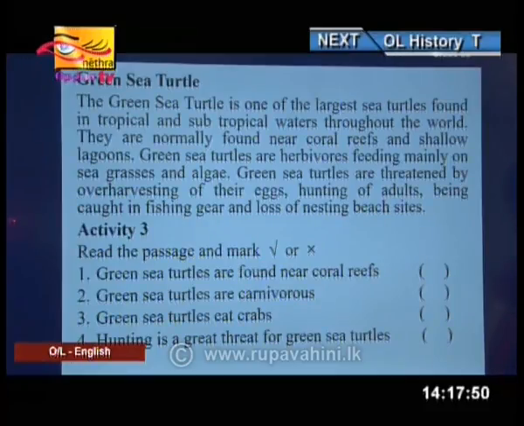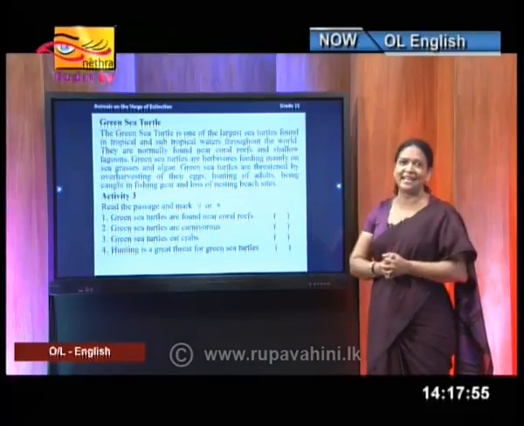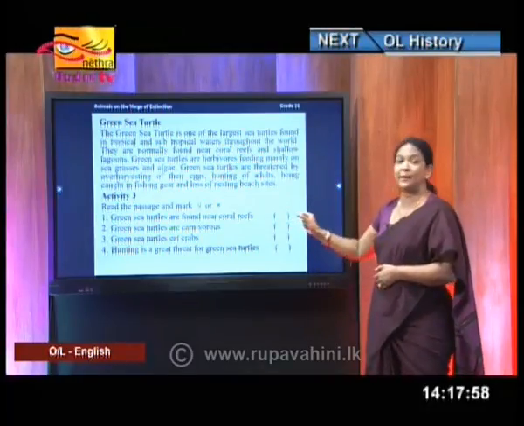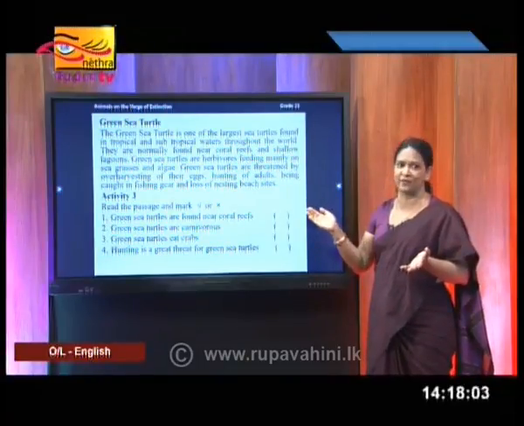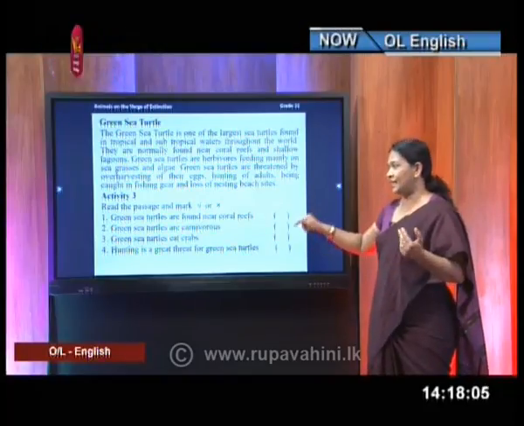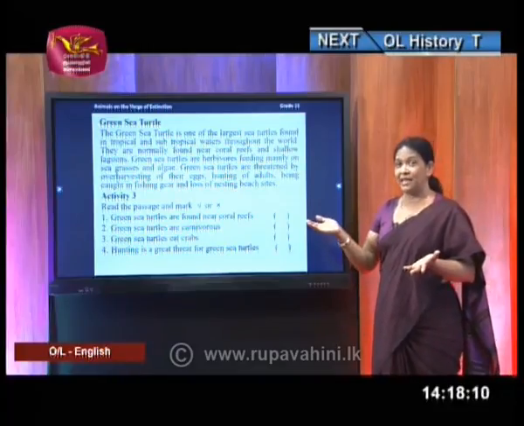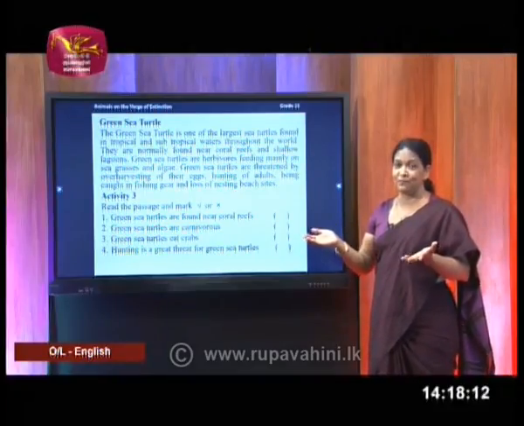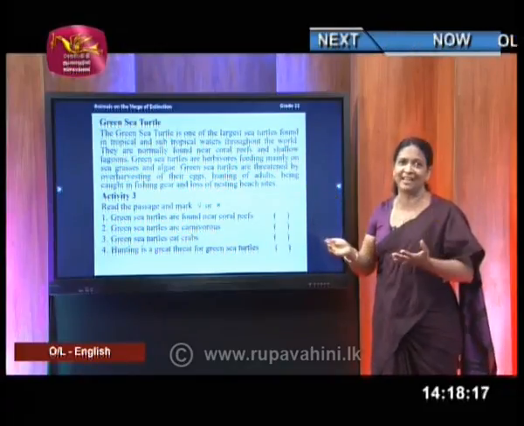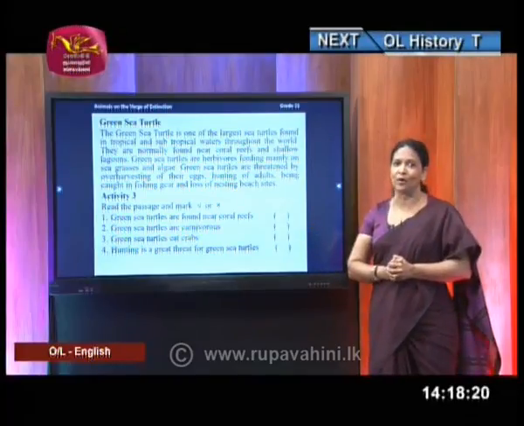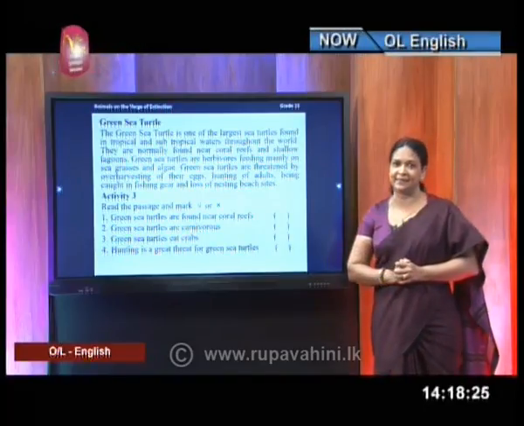Do you know the word grass? If you know the word grass, these 2 statements are really easy. So, can we call them carnivorous animals? No, they are herbivores. So, this is wrong. And the other one, green sea turtles eat crabs. If they eat only grass and algae, do they eat crab? It's not given in the text, right? It's not given in the text. Therefore, this is wrong. And then the last one, hunting is a great threat for green sea turtles.